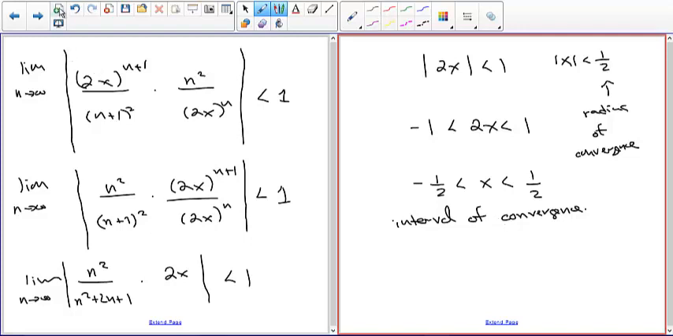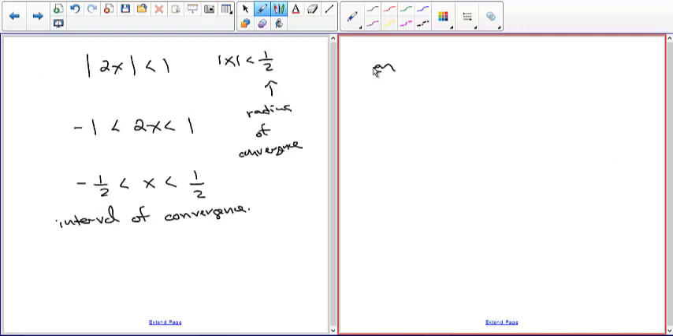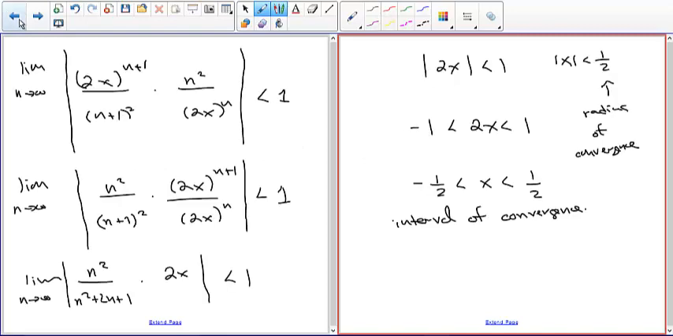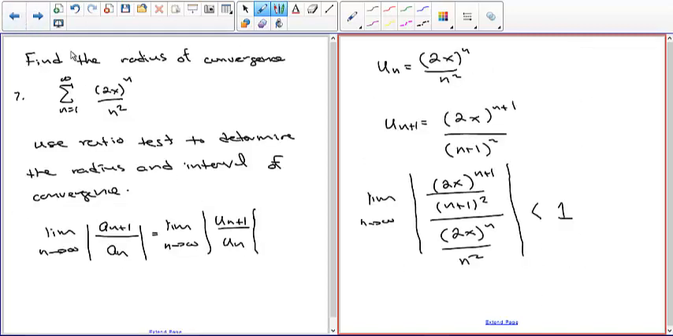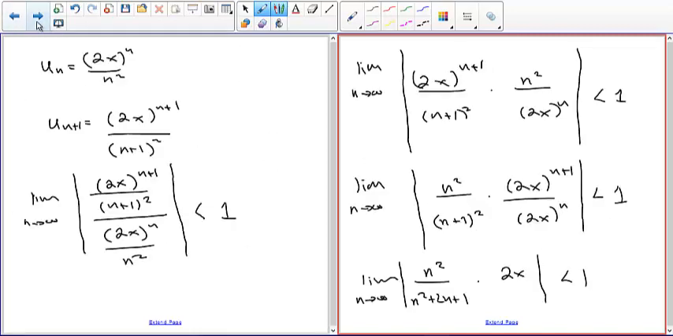So, endpoints. Because the ratio test is inconclusive when it's equal to 1. So the endpoints are going to be when x equals -1/2 and when x equals 1/2. And so we go back to the original series, which I've forgotten what it is, 2x to the n over n squared.